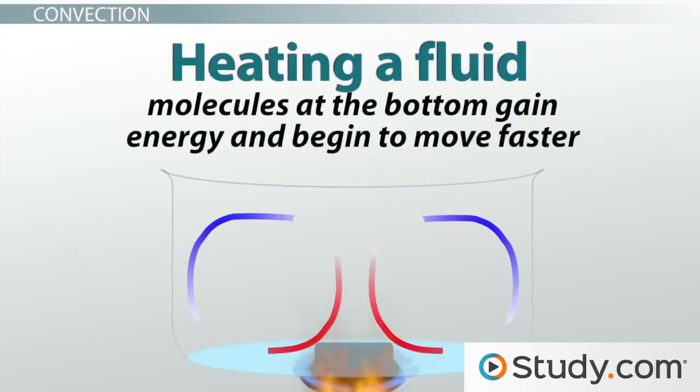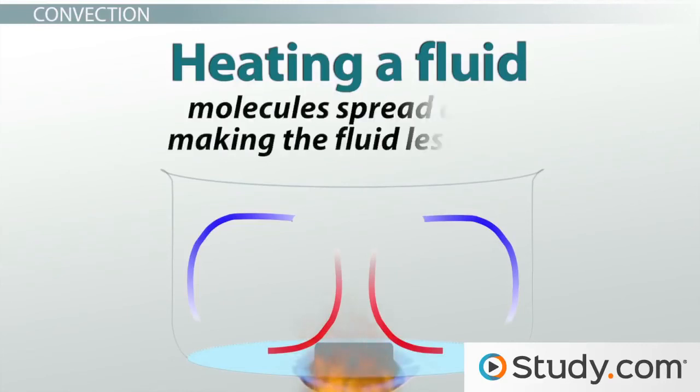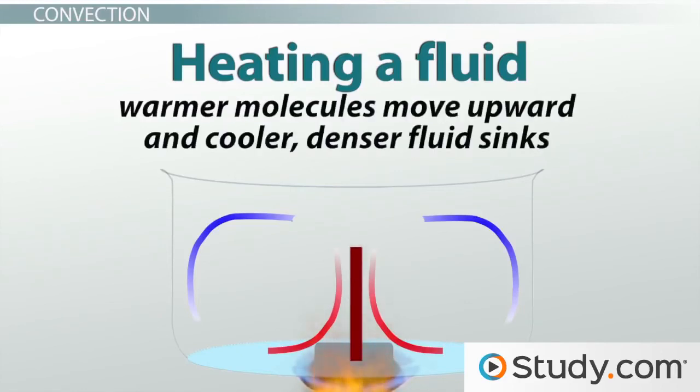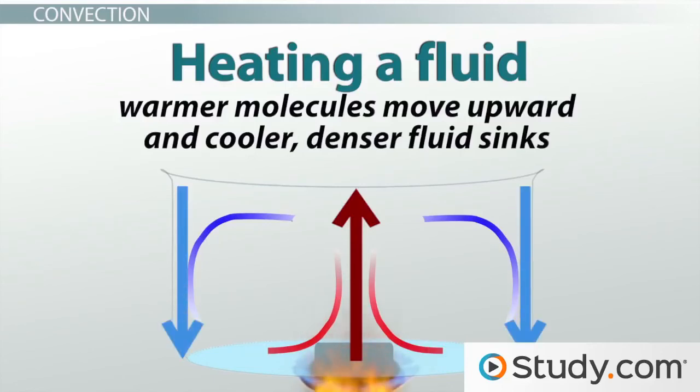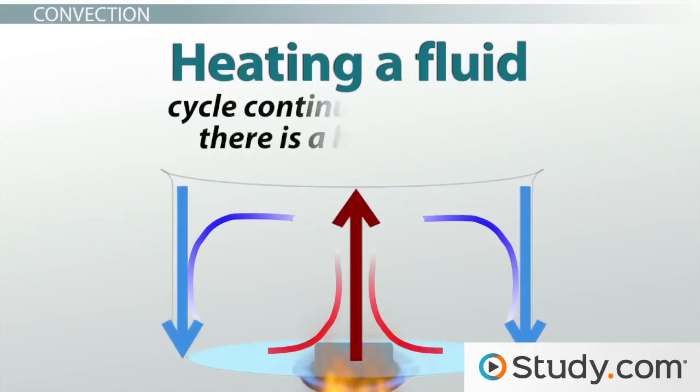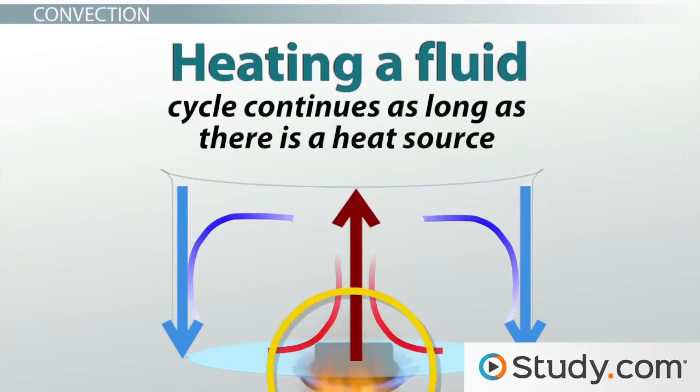The molecules at the bottom gain energy and begin to move faster. As they move faster, they begin to spread apart, which makes the fluid less dense. But instead of being confined to a yard, the fluid's warmer molecules begin to move upward while the cooler, denser fluid begins to sink, just like the children start settling down as their cookie rush subsides. Once the cooler molecules reach the bottom where the heat is, it's like they ate another cookie and get an increase in energy again. They rise back up to the top while the cooler molecules sink back down to the bottom. The cycle continues as long as there is a heat source at the bottom.